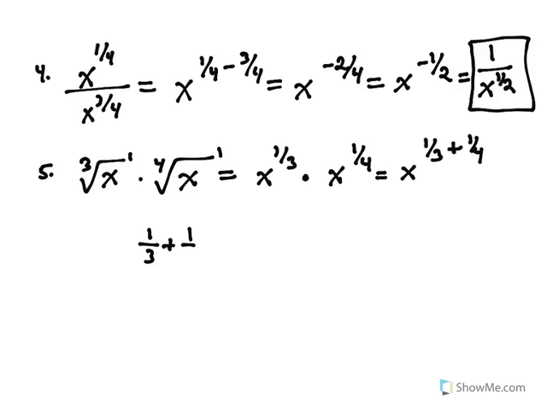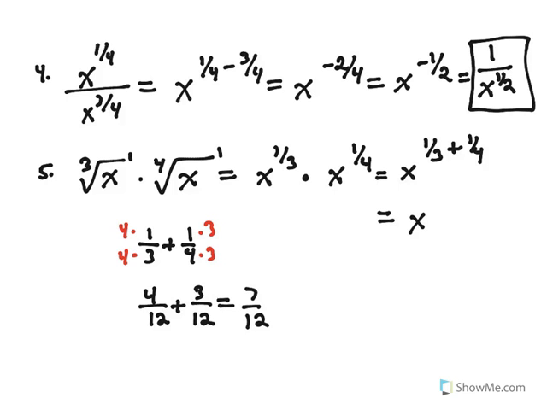1/3 plus 1/4. Common denominator is going to be 12. So I'm going to times this by 3 and this side by 4. And when you rewrite it, it becomes 4 over 12 plus 3 over 12. And that gives you 7 over 12. So my final answer is x to the 7 over 12.